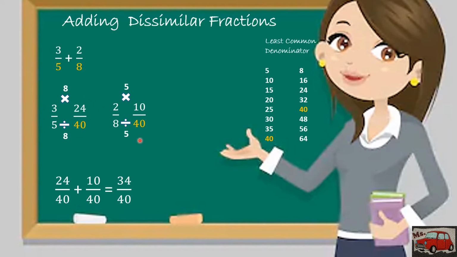Next naman, si 8. So, ang multiple niya is 40. So, gamitin natin yan. So, 40 divided by 8, that is 5. So, yung sagot na 5, imumultiply natin sa numerator na 2. So, 2 times 5, that is 10. So, the equivalent fraction of 2/8 is 10 over 40. So, kung parehas na sila ng parts or ng denominator, we can now add them. So, 24 plus 10, that is 34 over 40. So, parehas lang din ng sagot natin kanina.